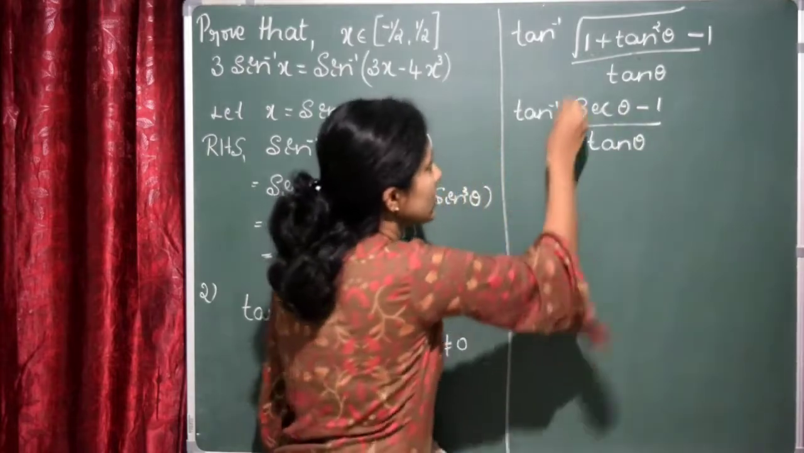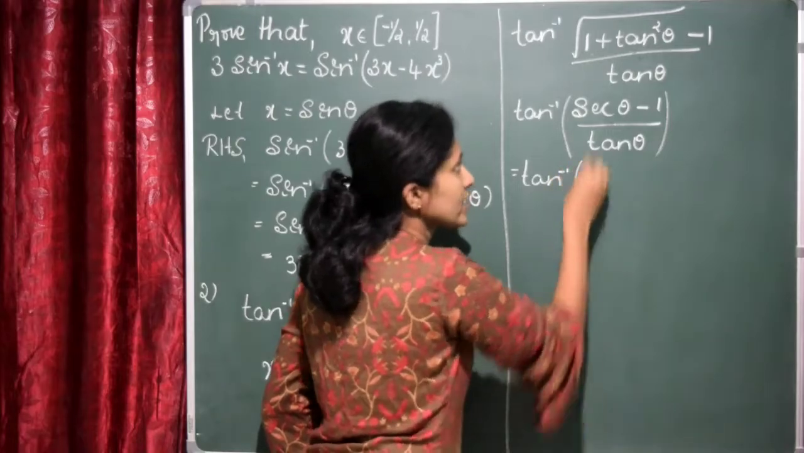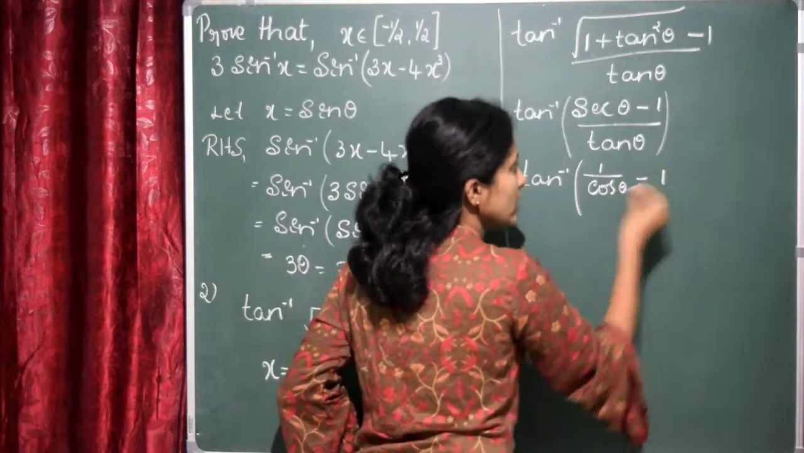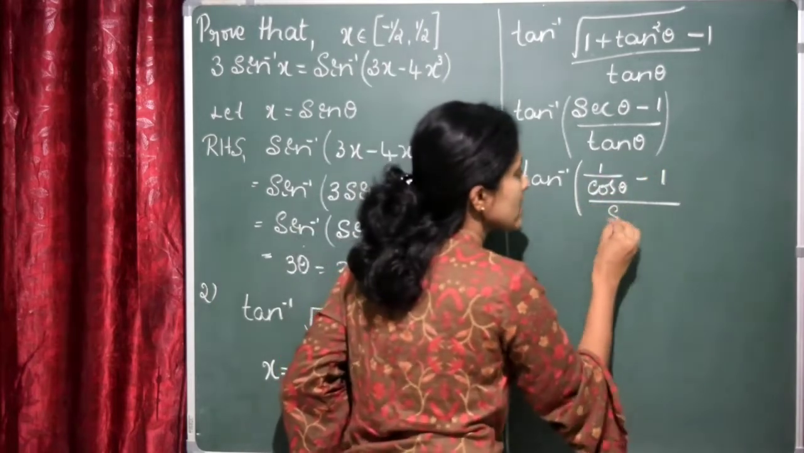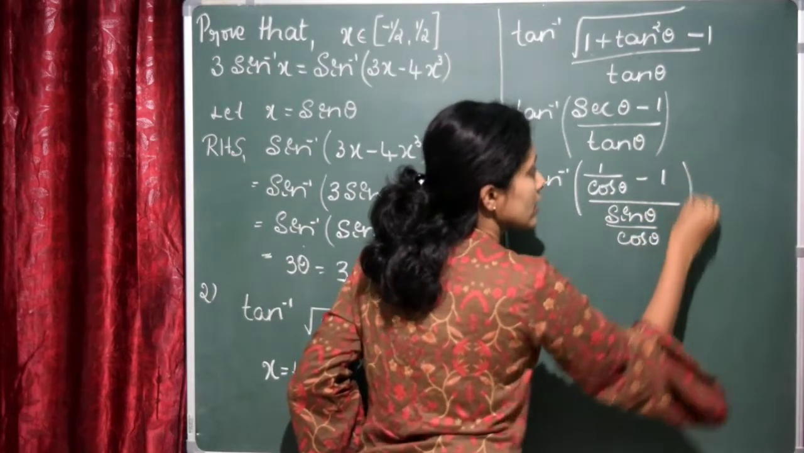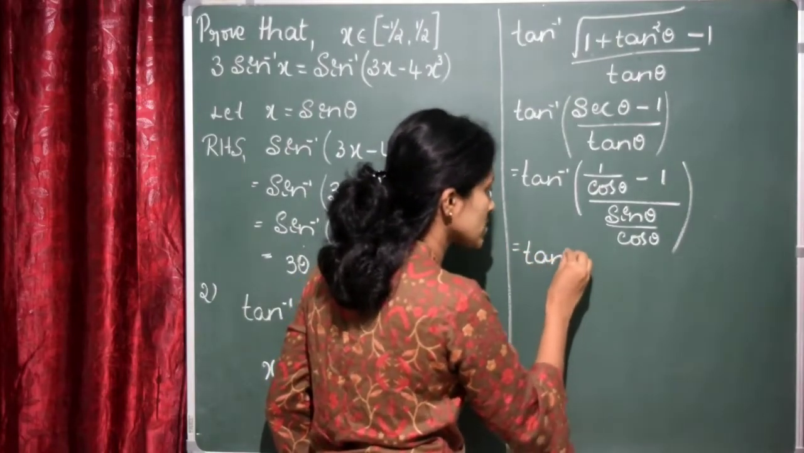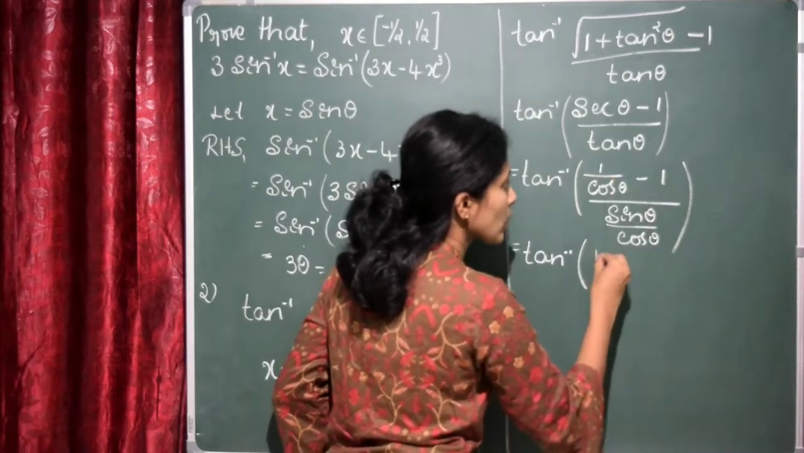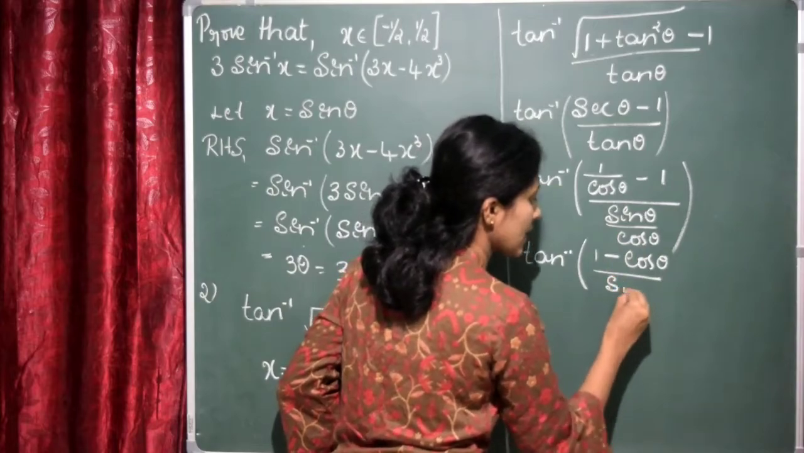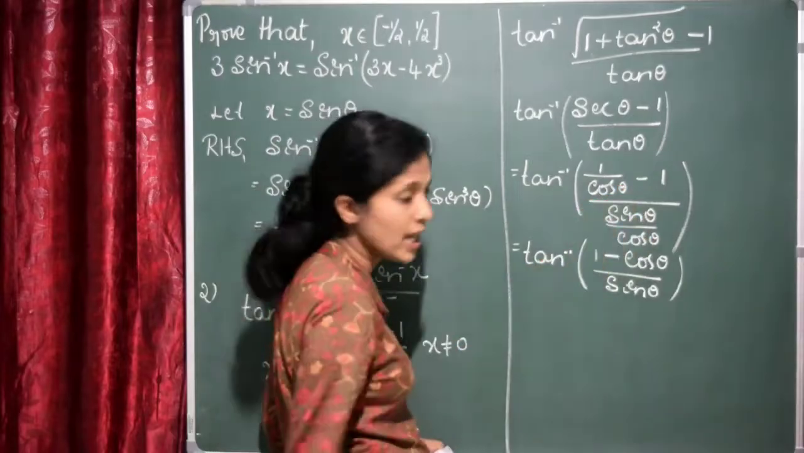Now this is equal to tan inverse of secant theta, which can be written as 1 by cos theta, minus 1, divided by tan theta, which can be written as sin theta divided by cos theta. Now we'll take the LCM. LCM is cos theta. So this can be written as tan inverse of 1 minus cos theta divided by sin theta. Is it clear? Because cos theta is the LCM, cos theta and cos theta will get cancelled.